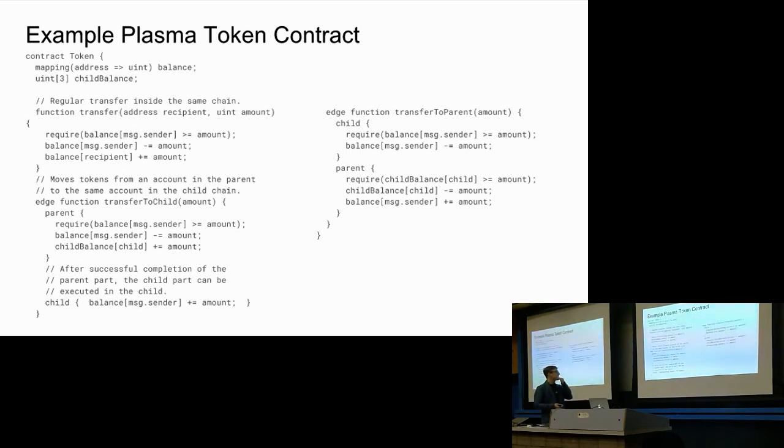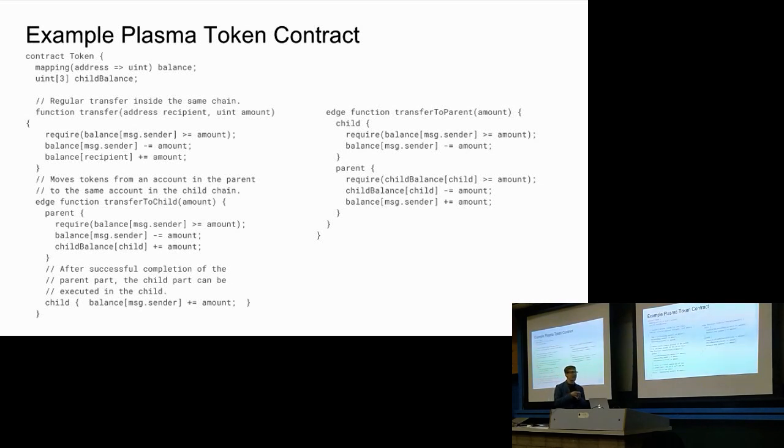And so this first function is the regular transfer function that is present for all regular tokens. So this can be used to transfer a token from one account to another account in the same chain. You specify a recipient, an amount. It checks that you have the required balance, and then it removes the balance from your account and adds it to the recipient's account. Okay, now, and then we have these two functions, transfer to child and transfer to parent. These are special because they are marked with the edge keyword.